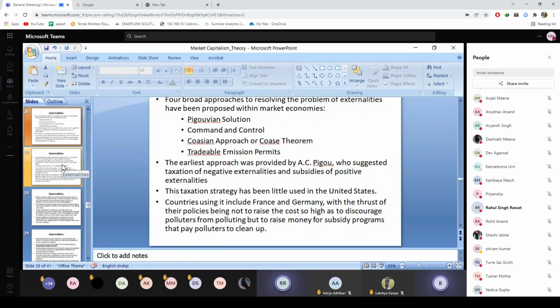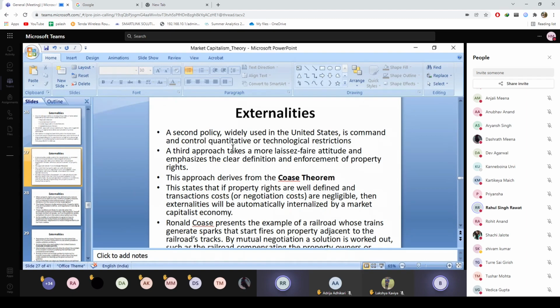The second policy, which is widely used in the United States, is the command and control method, that is, what we call technological restrictions. Here you have emission standards, liability laws, and all that is the focus. Of course, all the countries in the world have some sort of command and control methods to have some control over these producers, to reduce externalities, that is, the pollution.